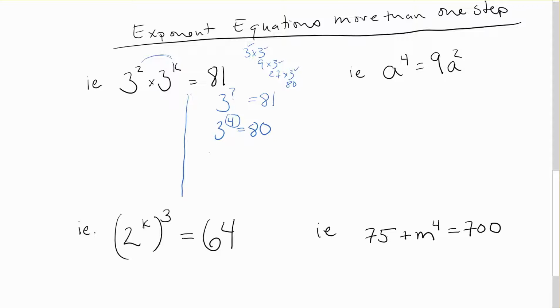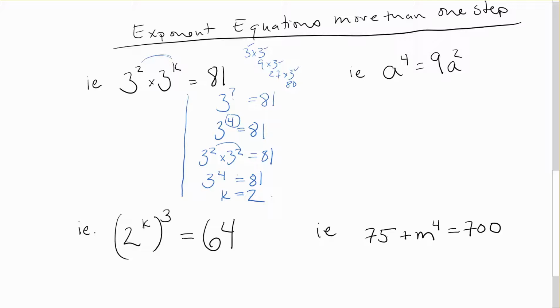So, I might think to myself, if I had 3 squared times 3 squared, that would be equal to 81, in a way that I have 9 times 9 is equal to 81. And also keeping in mind that because the bases are the same, I can go 2 plus 2. 3 to the power of 4 is equal to 81. So my final answer here would be k is equal to 2.